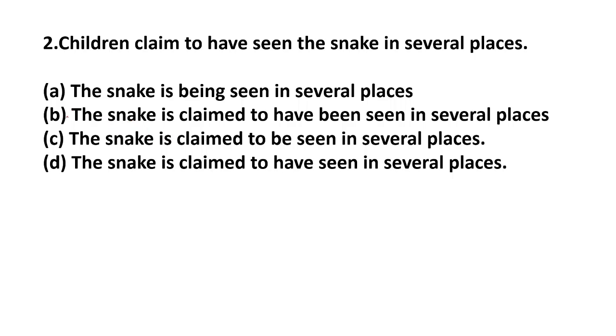Now option B, the snake is claimed to have been seen in several places. The snake is claimed to be seen in several places? This also cannot be correct. It has to be in the same meaning. So the snake is claimed to have been seen in several places. This is the object, so this becomes the subject. The snake is claimed to have been seen in several places.